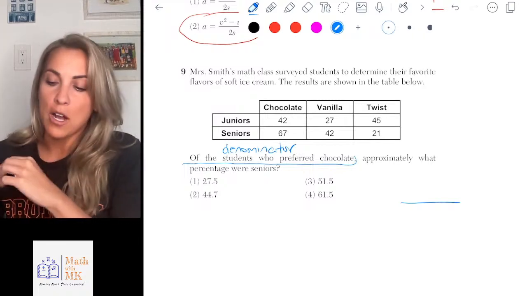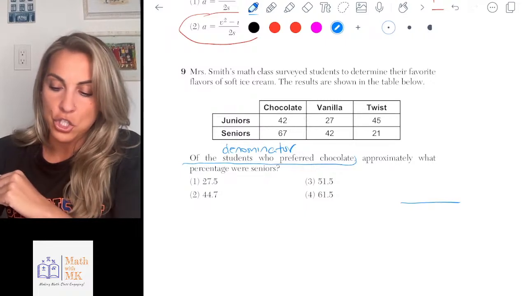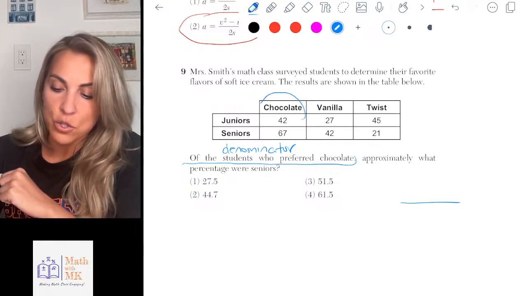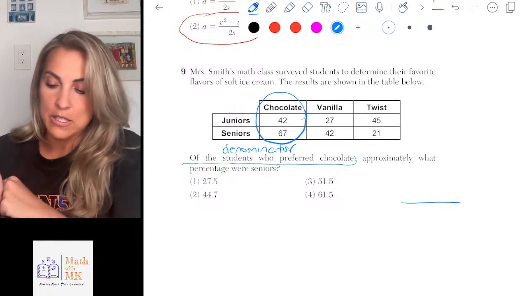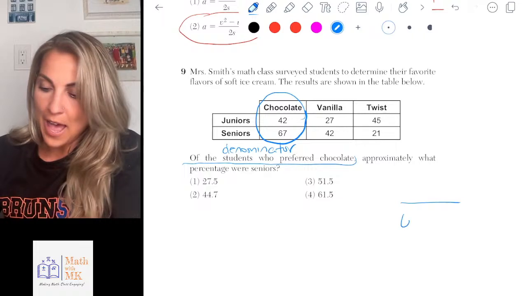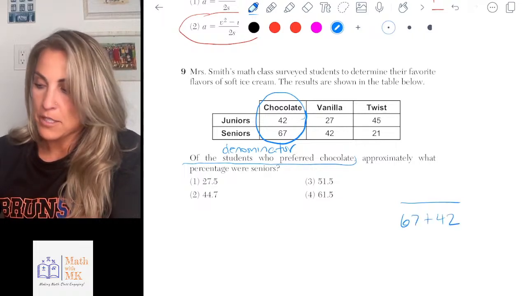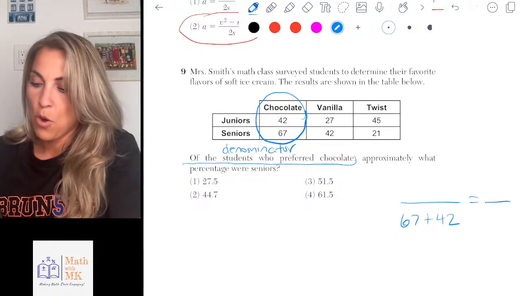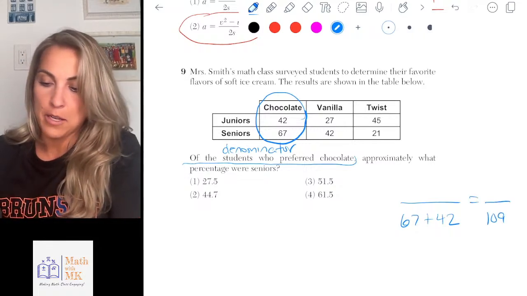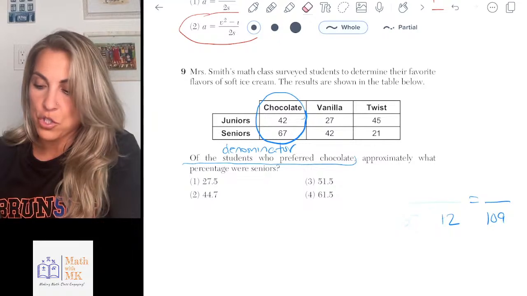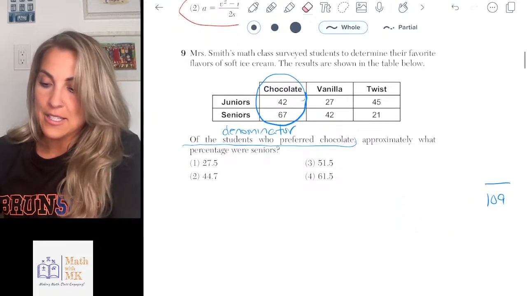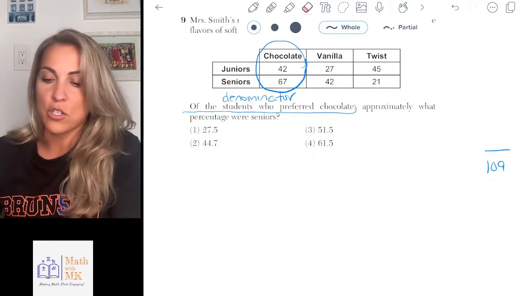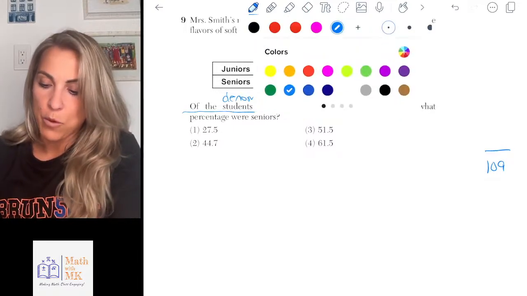So who preferred chocolate? We'll go to the column that has chocolate as a preference. And then you have juniors and seniors that prefer chocolate. So if we want to know of the total students that prefer chocolate, we're going to have to add up that 67 plus 42 to find out how many kids prefer chocolate. So if we add those up, we're going to get 109 in our denominator. So when they say of the students who prefer chocolate, that's the same thing as saying of the 109 students. So that's our denominator.